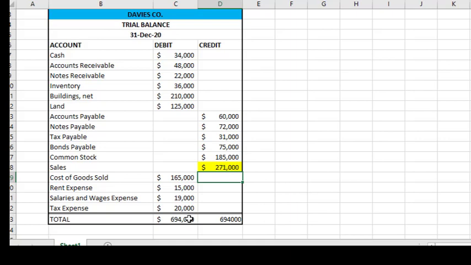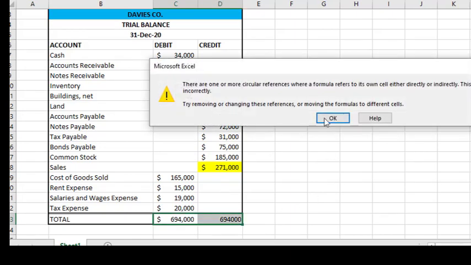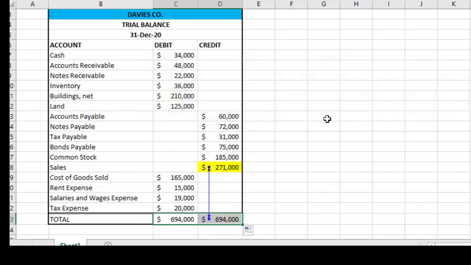And you can double check. Check all the items, total them up, and you'll see that the total for them is 694,000. And this balances our trial balance. On the debit side, we've got 694. On the credit side, we have got 694 too. 694,000 as well. So that's all good.